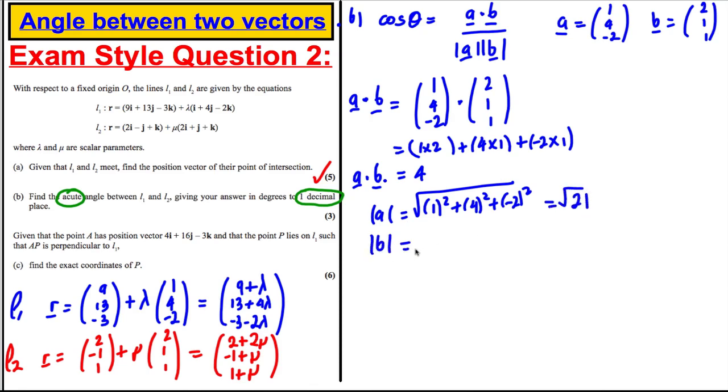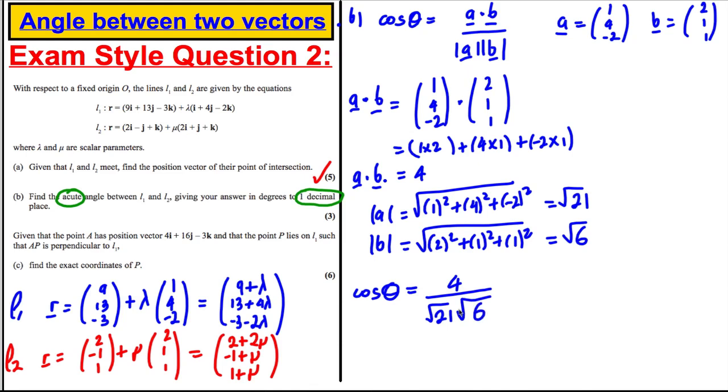For the modulus of B, we're going to get the square root of 2 squared plus 1 squared plus 1 squared. And you're going to get the square root of 6 there. So therefore, cos theta is going to be equal to 4 divided by the square root of 21 times the square root of 6. And if you apply inverse cos to that, you're going to get that theta, the angle between them, is 69.1 degrees to 1 decimal place. And you've done part B for 3 marks.